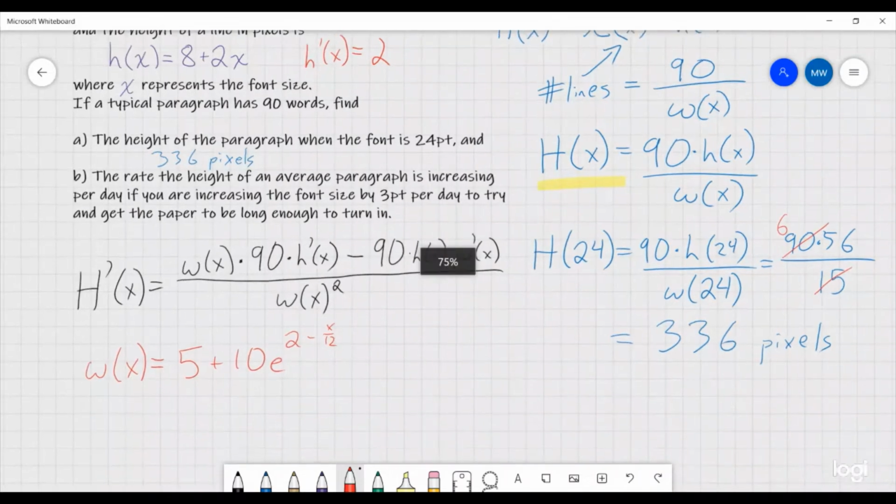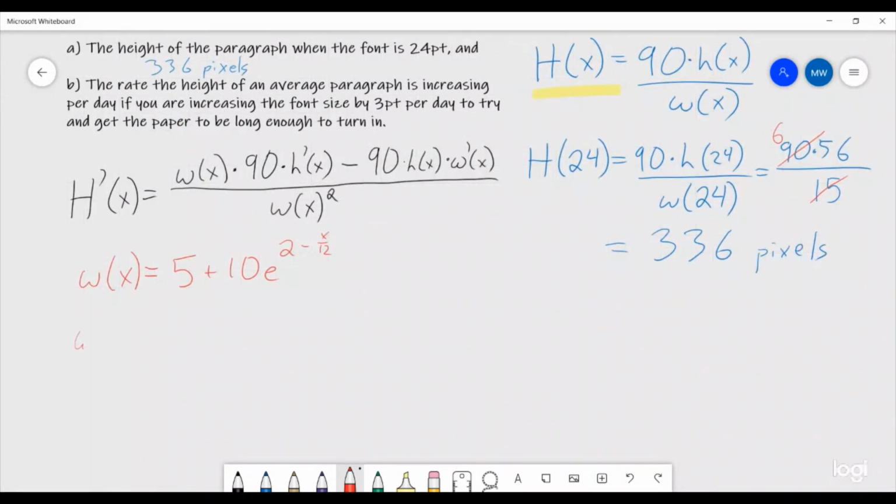Now if we need to take the derivative of that, w prime of x, well, the derivative of 5, that's 0, but then the derivative of 10e to the stuff, well, this is where we're going to need to use the chain rule. So that's going to be 10e to the stuff multiplied by the derivative of that stuff. Well, derivative of 2 minus x over 12, well, that's a negative 1 over 12. So w prime of x is negative 10 over 12 e to the 2 minus x over 12. And this is what we're going to plug in where we have our w prime of x. So let's move this out of our way a little bit.